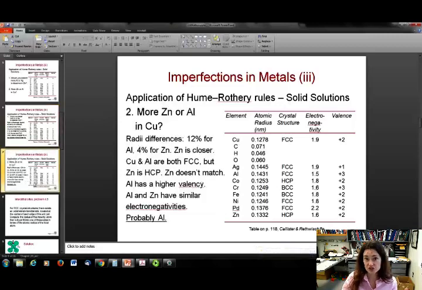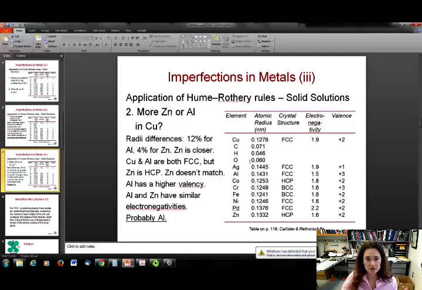Okay, let's look at question 2. So question 2 said, would you expect more zinc or aluminum in copper? Okay, well, if you look at the radii, there's a 12% difference for aluminum from copper. So the radius for copper here is 0.1278, aluminum 0.1431, and then zinc 0.1332. So you can see that the copper is a lot closer to the zinc than the other. And so the aluminum has that large 12% difference. Now they're both still less than the threshold, but 12% versus 4% is a pretty big difference.